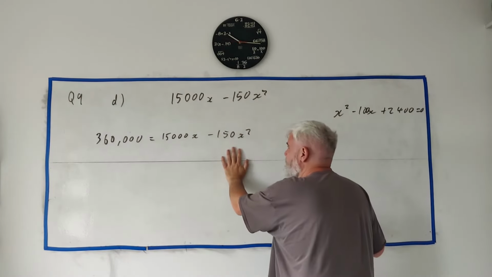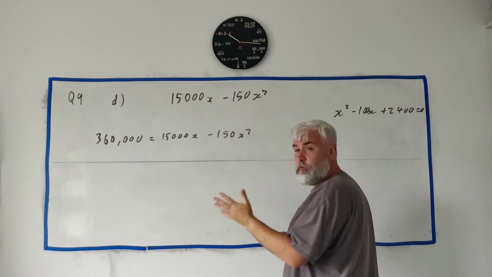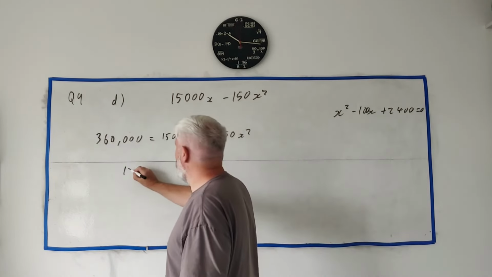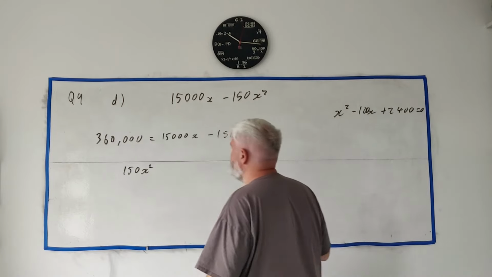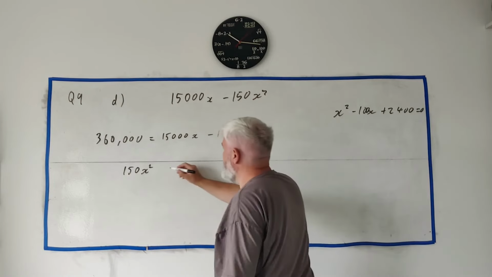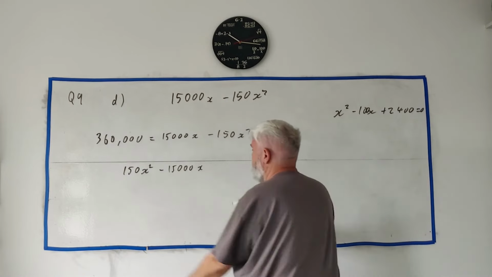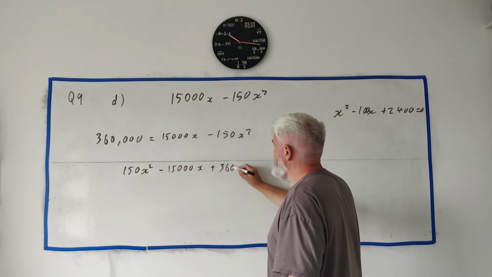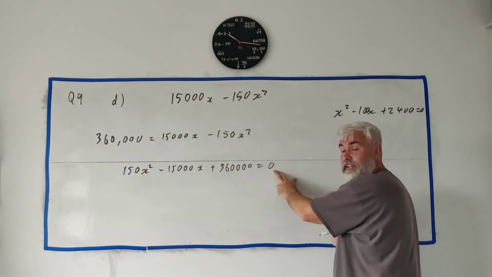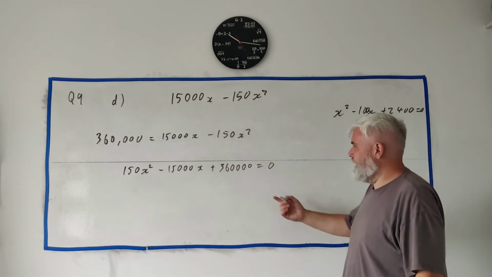So quadratic equation. Let's get the x squared as positive and get everyone on the same side. So we'll move this over to the left. That'll become 150 x squared. This guy, we want to move over to the left because we want everyone on the same side. That'll become minus 15,000 x. And this guy's already on the correct side, so that'll be plus 360,000 equals, what's left on the right side? Nothing, 0.